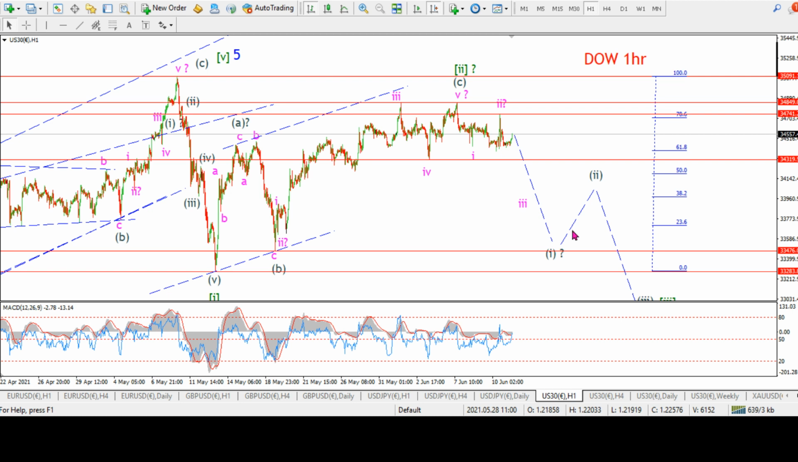Do we get wave 1 underway to confirm wave 3? And if we confirm wave 3, then sayonara.